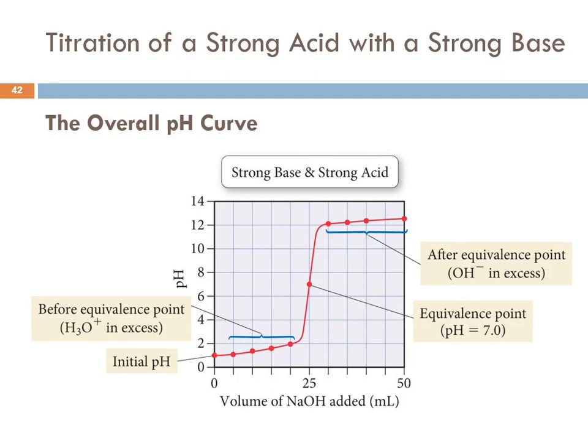So here's the overall pH curve. The initial pH is calculated on the concentration of the acid before we've added anything. And then this part here is all going to be acidic pHs because we've got more acid than base. At the equivalence point, we have equal amounts, and for a strong acid and a strong base, the pH will be 7. And then afterwards, we've got excess hydroxide, excess base, and so the pH is higher. Any questions?